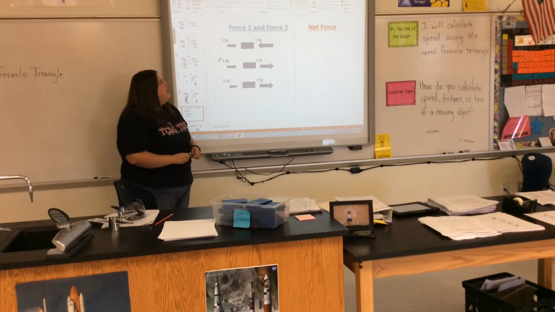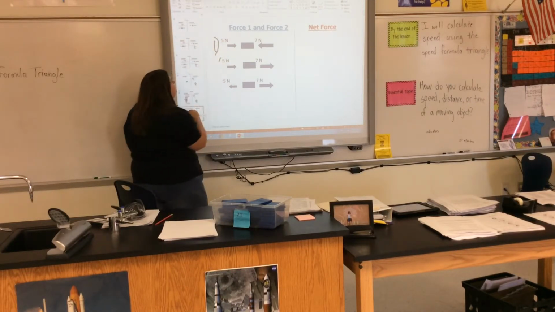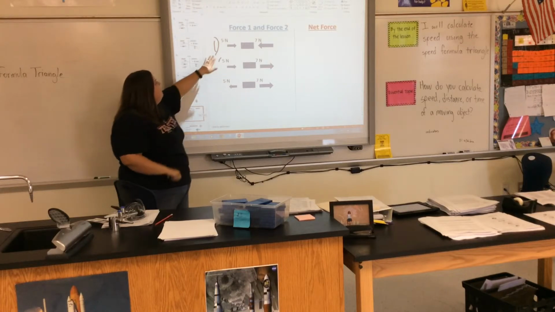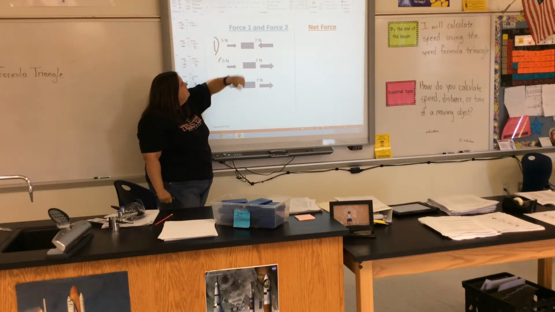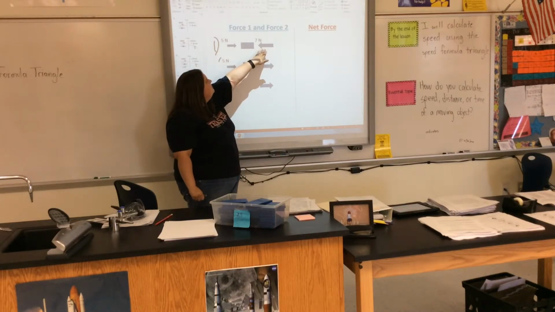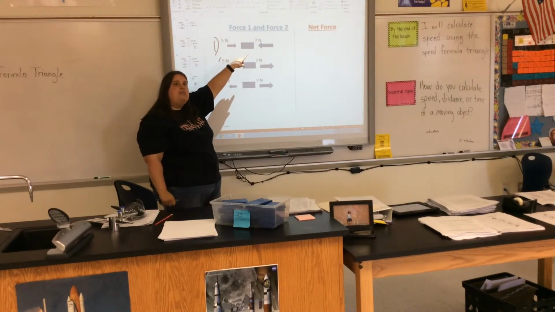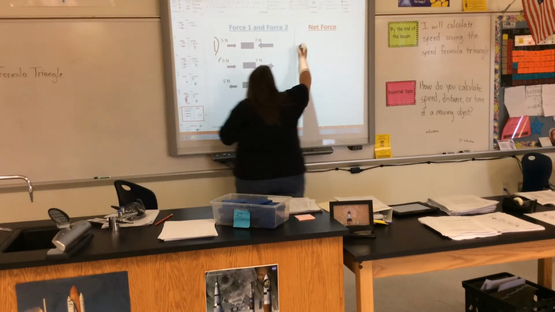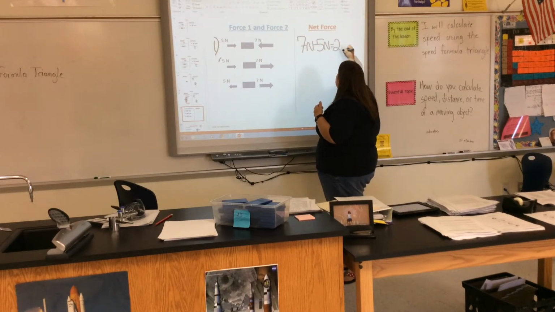Now let's talk about how to calculate net force. So in this first example right here, I see two forces. I've got 5 newtons pushing on the box to the right, and I've got 7 newtons pushing on the box to the left. So when they're opposite forces, what I do is I subtract. So I have 7 newtons minus 5 newtons equals 2 newtons.